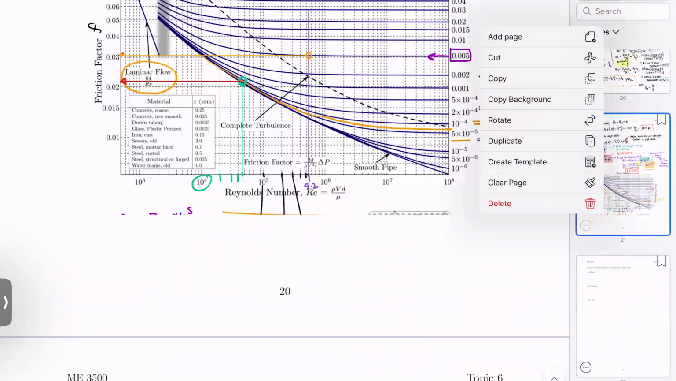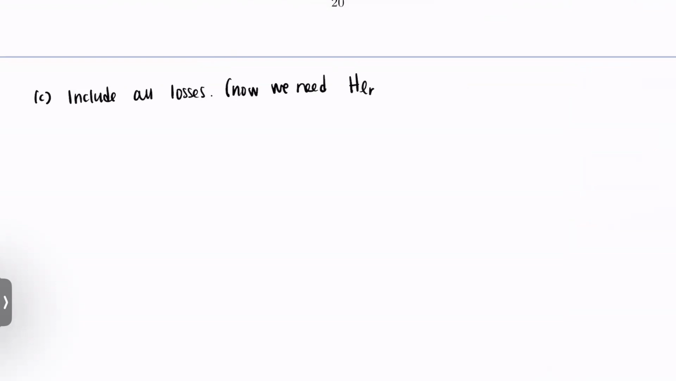I'm not going to use this last page. If you're using the hard copy and you want to just write over those last things, that's fine. Okay, so let's include all losses. All right, so now we need HLM. Our minor losses are either LE over D times V squared over 2 times F, or we can use V squared over 2 times K. These are the 2 versions of calculating minor losses.